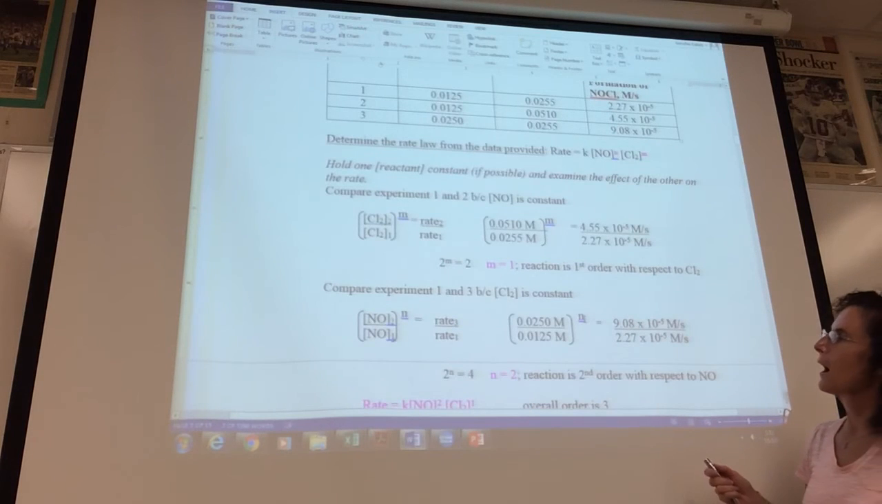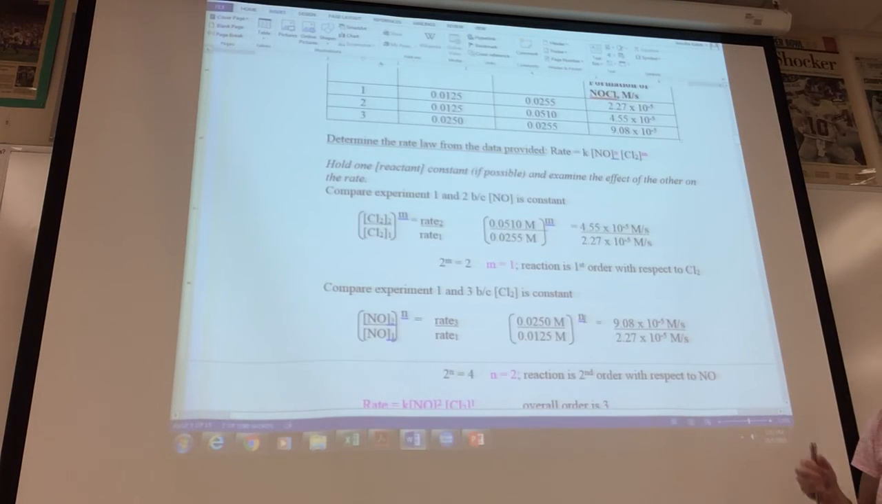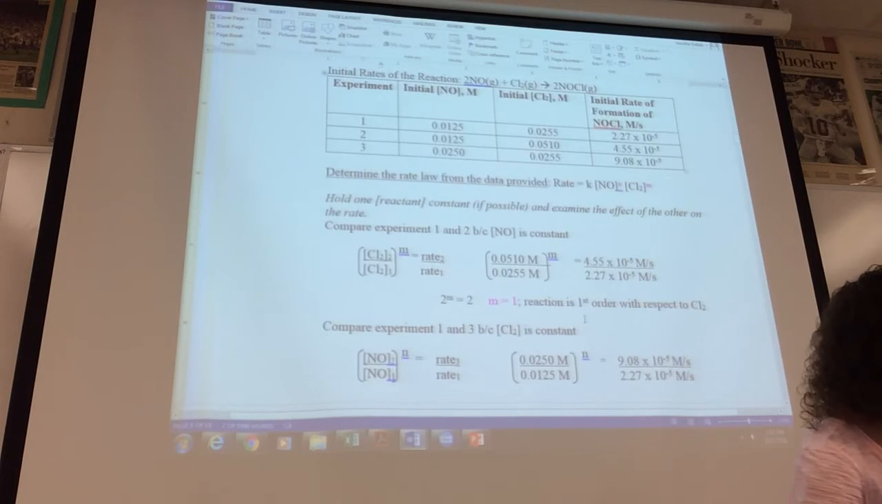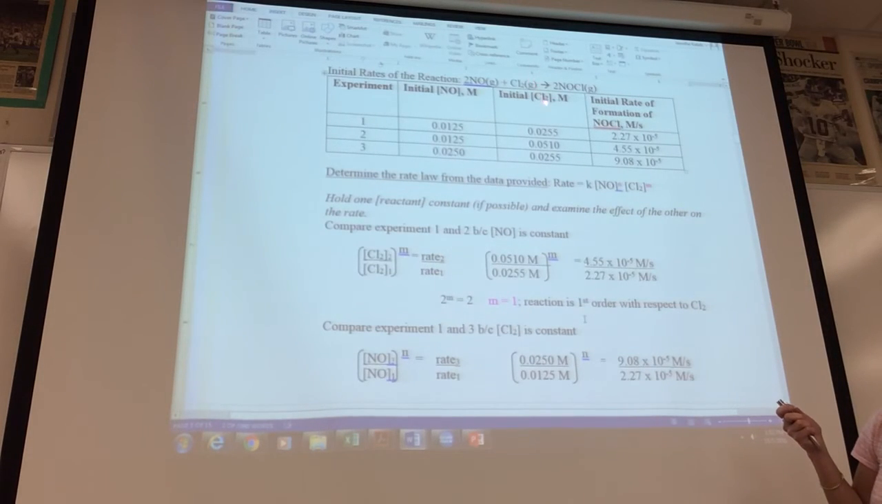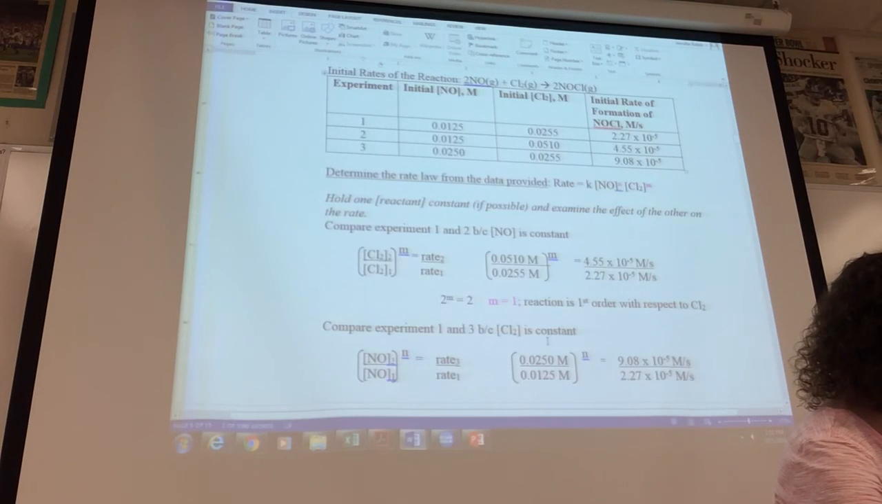Now you're going to look at the effect of altering nitrogen monoxide on the rate. Chlorine is constant in which two experiments? 1 and 3. So I'm going to look at the effect of nitrogen monoxide. I'm going to put the big number over the small number to the N, the rate of the third over the rate of the first. Whatever experiment is on top here must be on top here for the rate. Divide: 2 to the N is equal to 4. N is equal to 2.